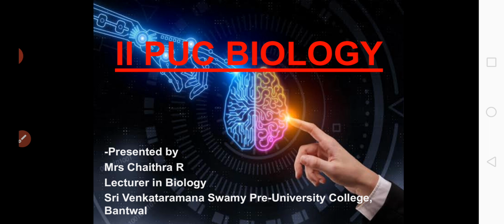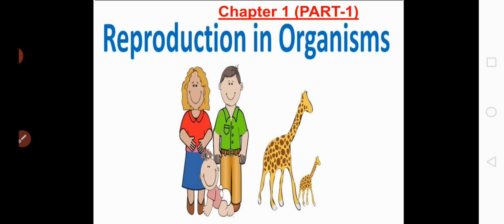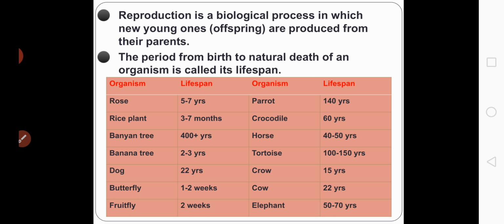So in this video we are going to learn about the first chapter, that is reproduction in organisms. And we all know that it is one of the important characters of living organisms, right? Coming to the definition, reproduction is a biological process in which new young ones are produced from their parents. Means in this process new individuals are produced.